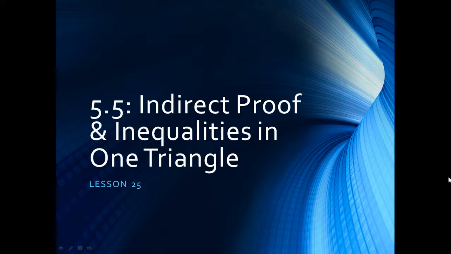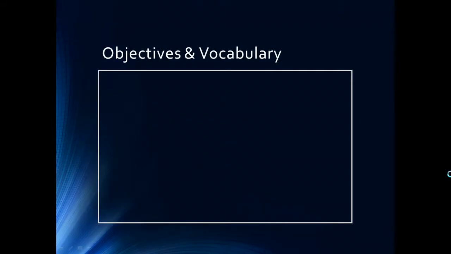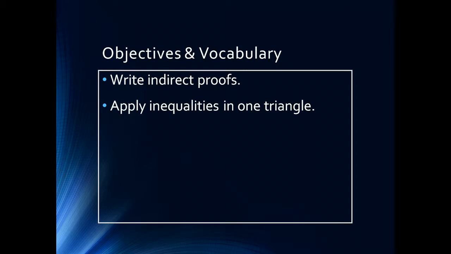Lesson 25, Indirect Proof and Inequalities in One Triangle. The objectives and vocabulary of the lesson are to write indirect proofs and apply inequalities in one triangle. Your vocabulary for this lesson is indirect proof.